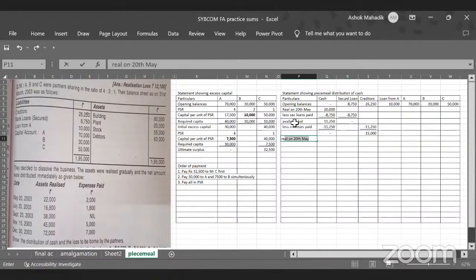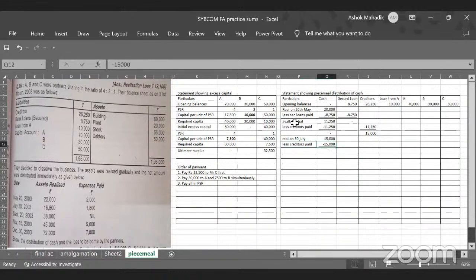So realization on 30th July. How much cash we realized? 16,800 minus 1,800. So 15,000 is the net amount. Clear? So write 15,000. Okay. Now your outstanding creditors are 15,000 and cash available is also 15,000. So we'll use this cash. So write in next line, always use next line for payment. Less creditors paid. How much? 15,000. So again, cash balance becomes 0. And in that payments line, in same line, in creditors column, write minus 15,000. Okay. So creditors became 0.